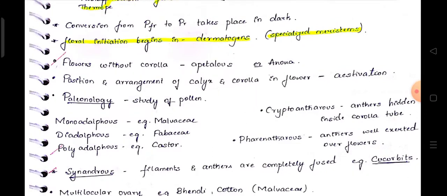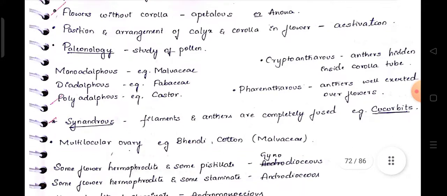Flowers without corolla are apetalous. Example in Annona. Position and arrangement of calyx and corolla in flower is estivation. Palynology is the study of pollen. Monoadelphous examples are malvaceous crops. Diadelphous, Fabaceae. Polyadelphous in castor.